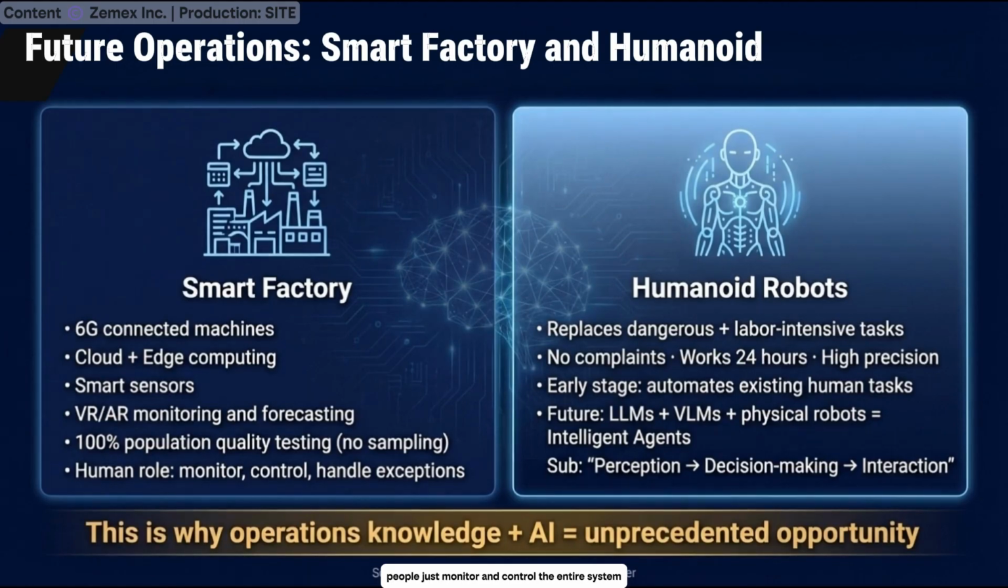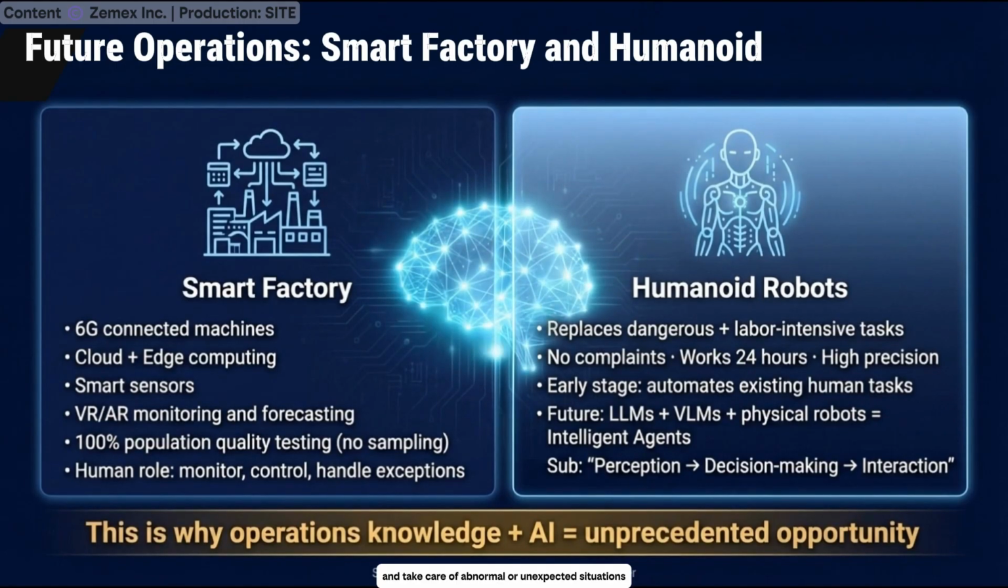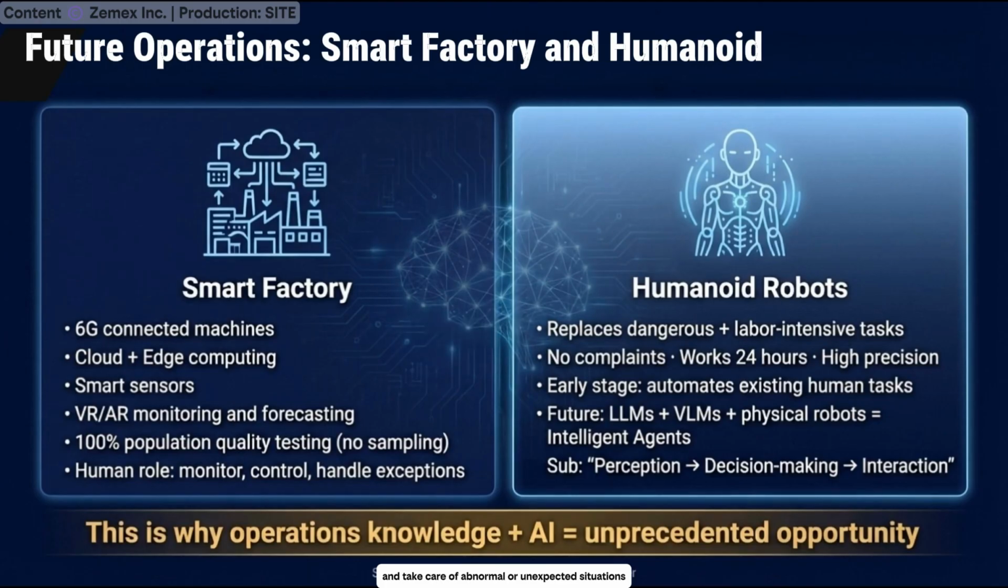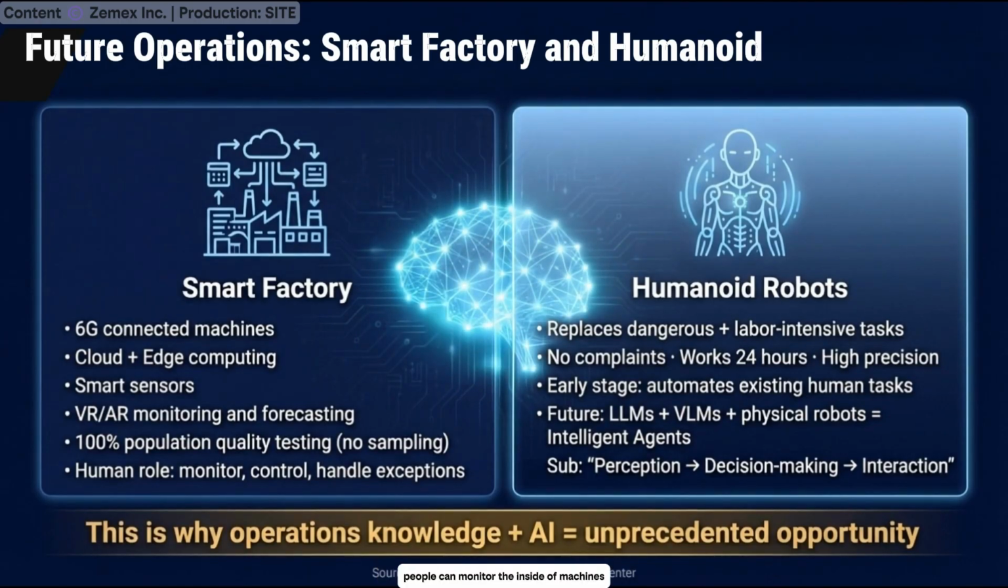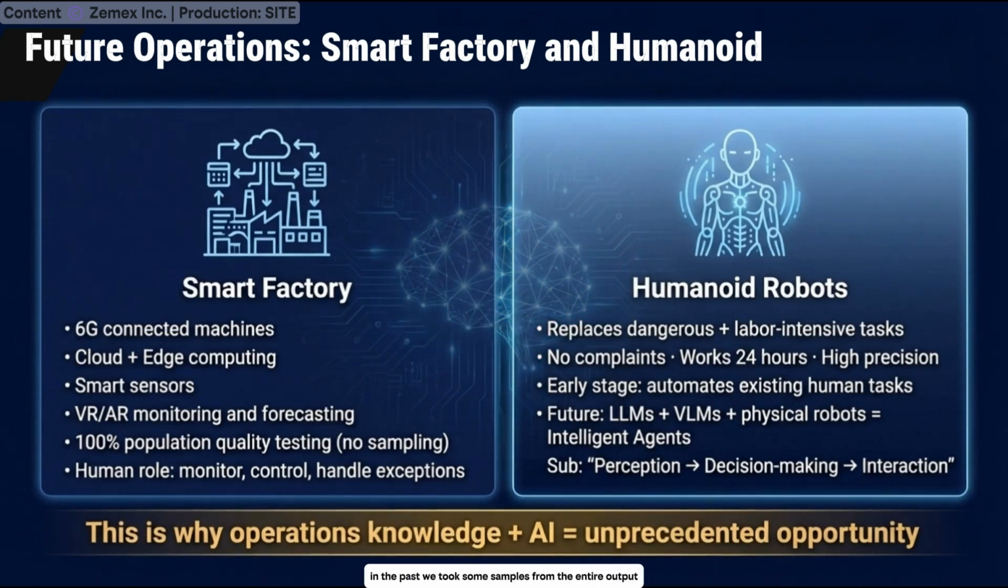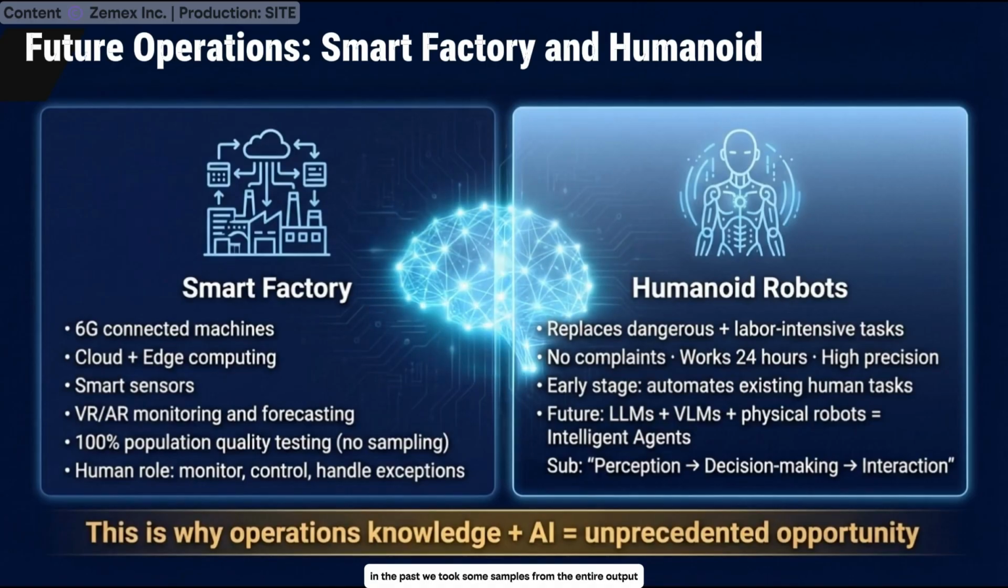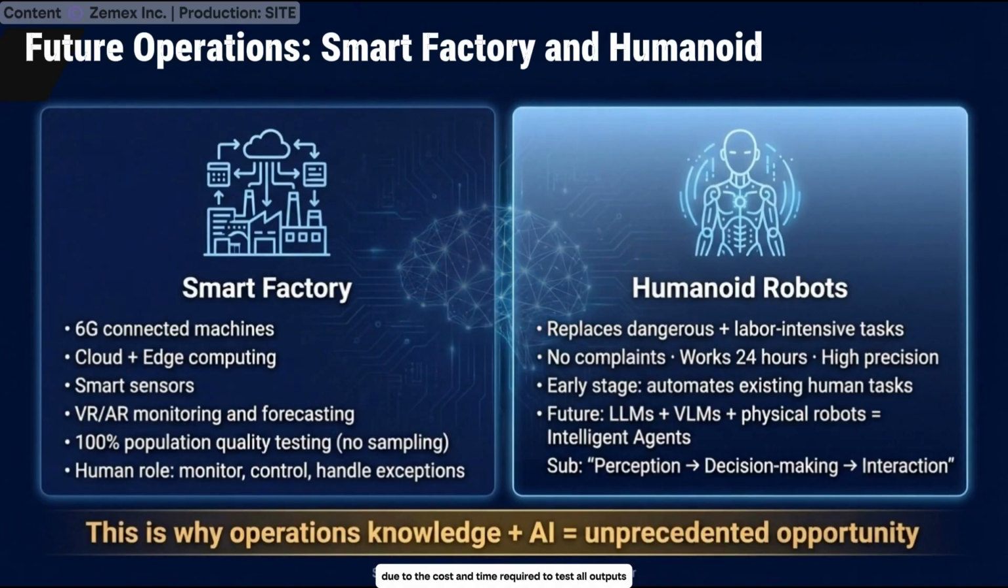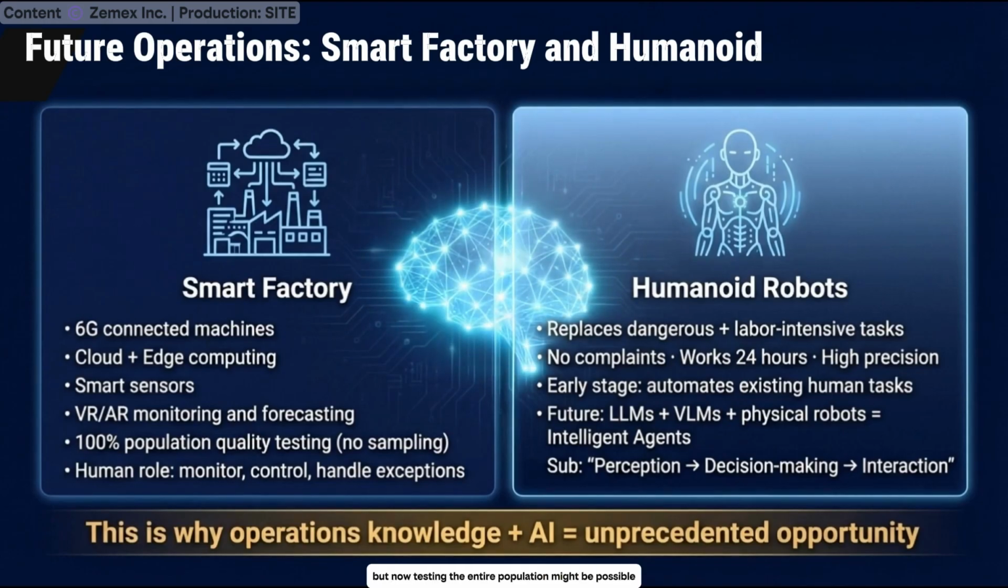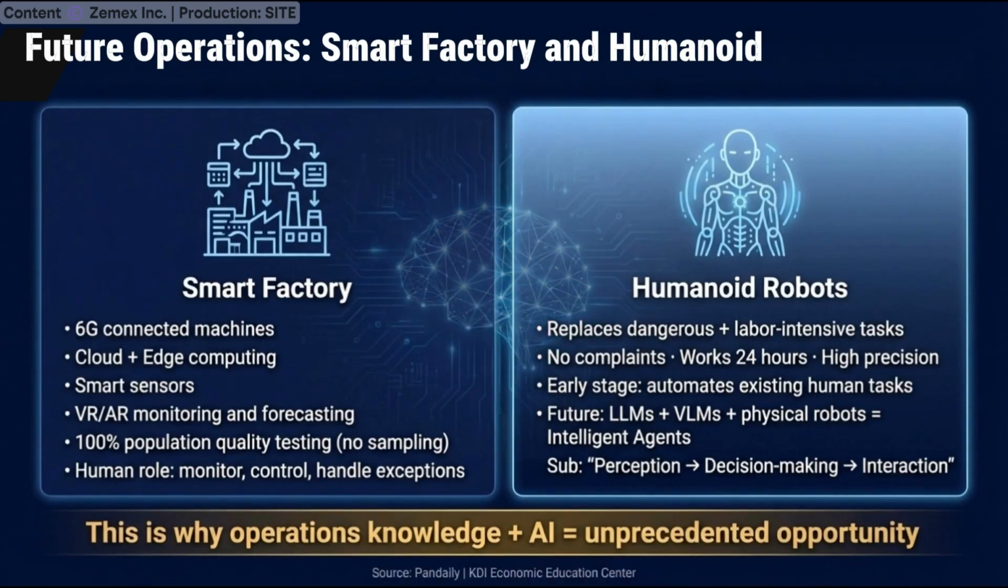People just monitor and control the entire system and take care of abnormal or unexpected situations. Through VR and AR technology, people can monitor the inside of machines and forecast potential outputs too. In the past, we took some samples from the entire output due to the cost and time required to test all outputs produced by operations. But now, testing the entire population might be possible, resulting in no need for statistical quality control.